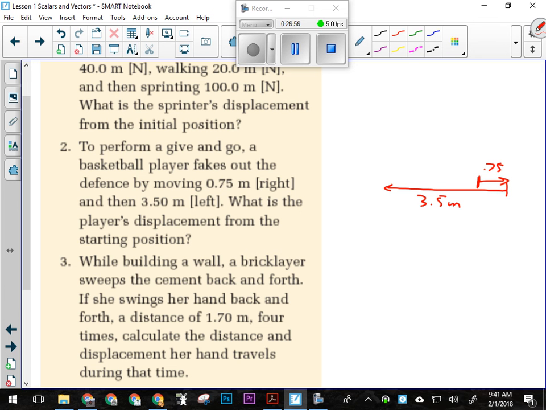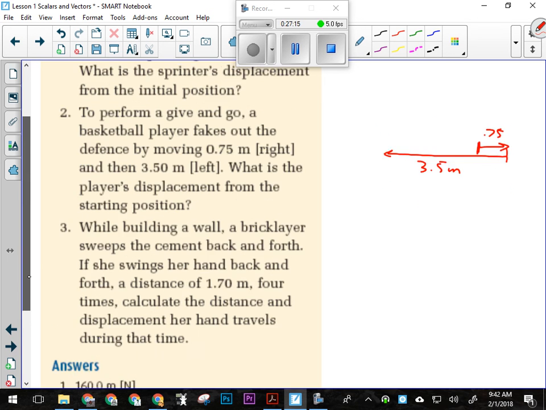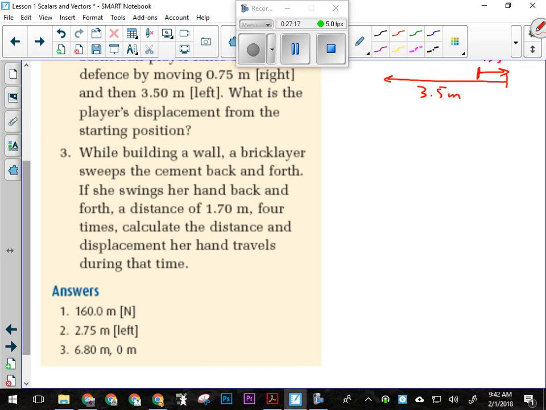Okay, 2.75 meters. All I have to do is subtract my 0.75 here. So I went 0.75 meters to the right, 3.5 meters to the left, and I'm going to have my 2.75 meters to the left. All right, how many people have done number 3? I'm going to give you a couple more minutes on number 3, and then we'll go through it together.